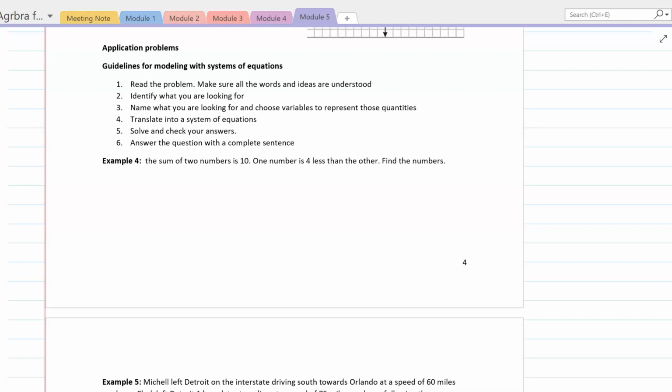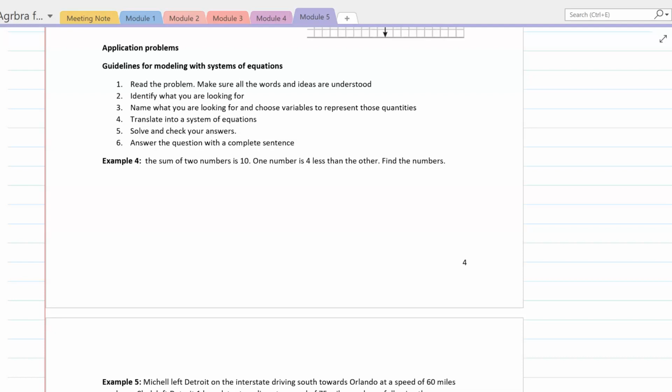Identify what you're looking for. It's usually at the end of the problem, the last sentence where it's asking you to find something. Name what you are looking for and choose a variable to represent the quantity. You then translate into a system of equations. You solve, check your answer, and answer the question with a complete sentence.